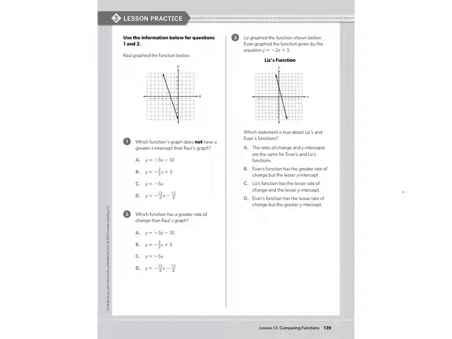These next couple slides are just some example problems that you could try on your own. One's a little tricky because it's asking about x-intercepts. So you would have to put into each of these equations y equals 0, because that's how you get your x-intercept, and then solve for x to see which one is not greater than Raul. For 2, you'd have to compare the rates. For 3, you're going to have to write Liz's function in order to be able to compare it to Evan's. It says which statement is true.